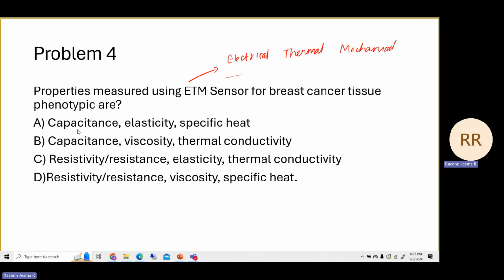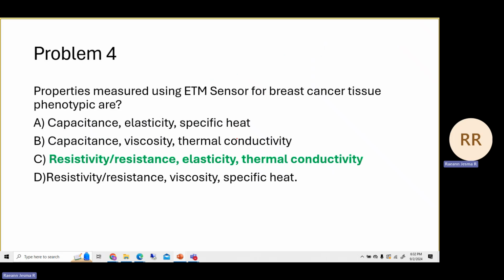Okay. So the answer is option C, resistivity, elasticity and thermal conductivity, right? So thermal conductivity is a property that we are using to measure for thermal. Elasticity is for mechanical, and we measure the resistivity or resistance, or in some cases, generally we can say it as impedance for the electrical property.